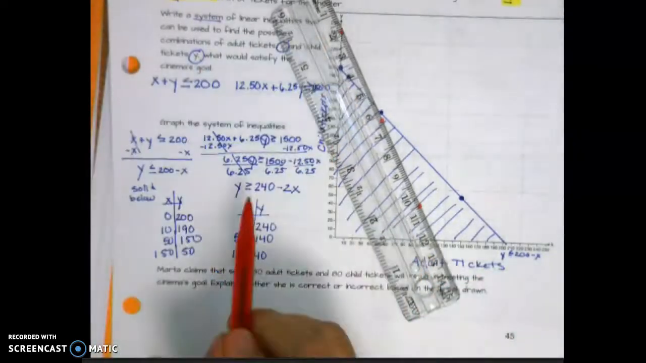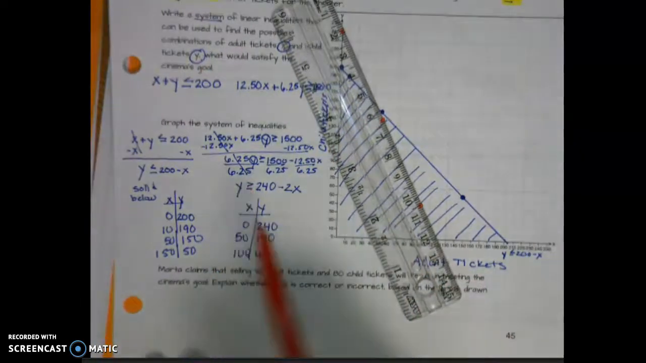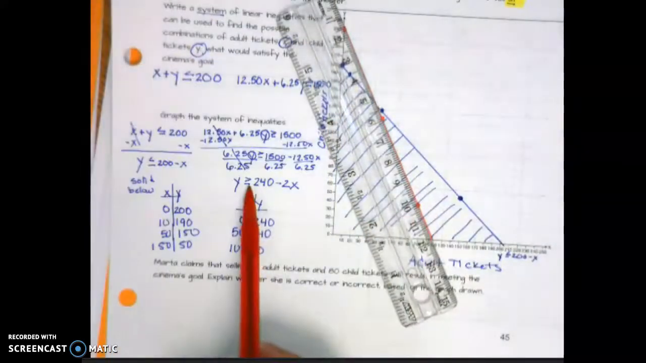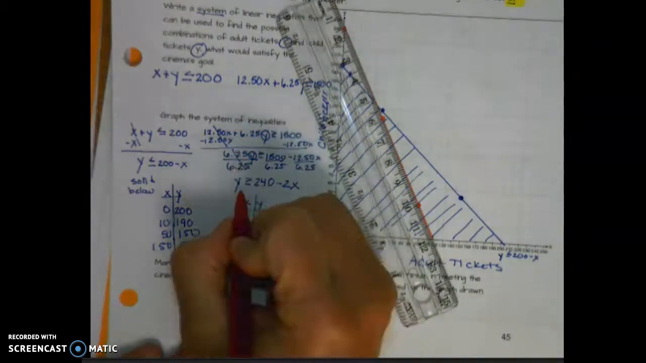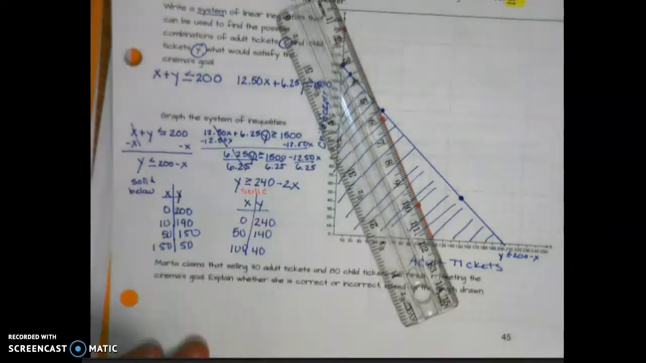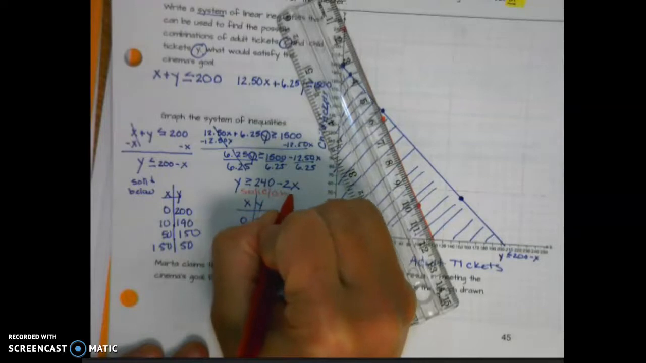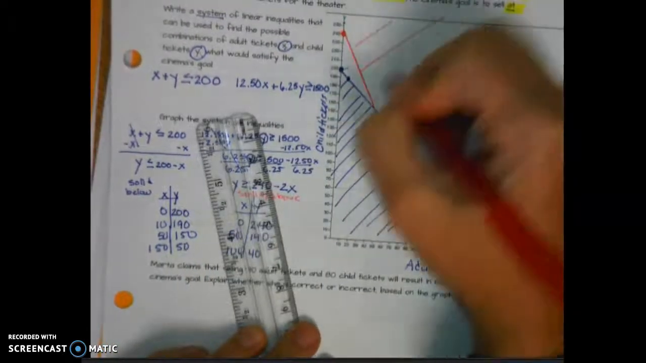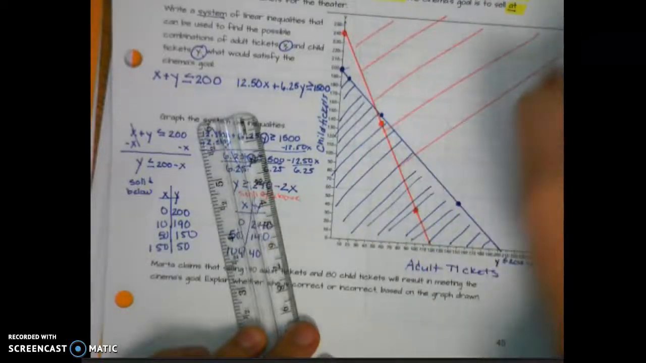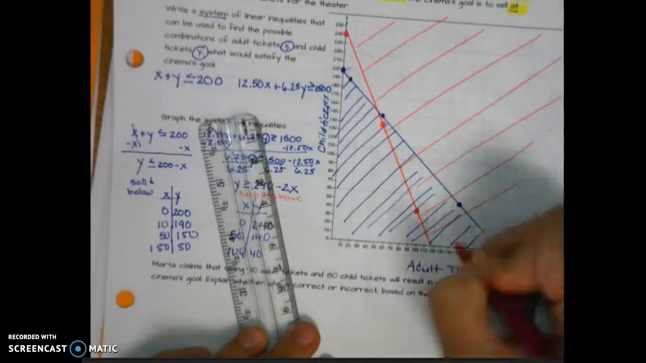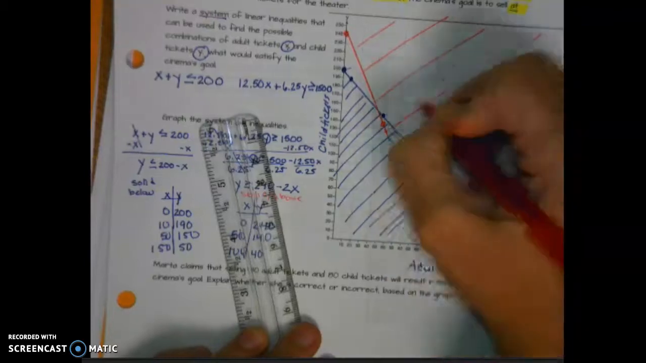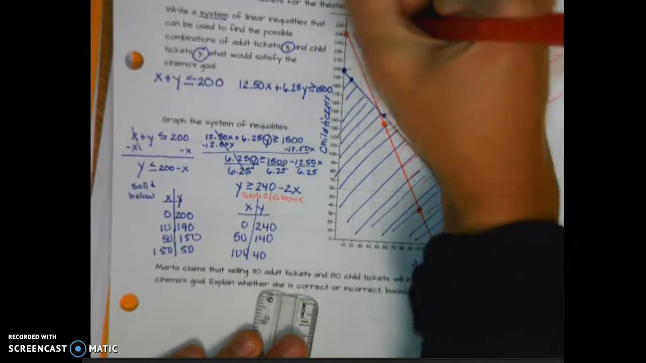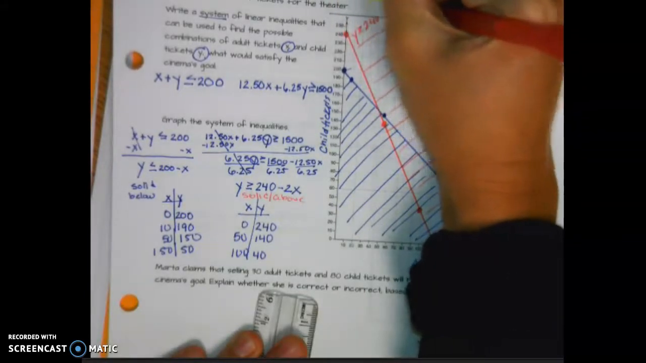Okay, is it a solid line? Yes, we have an equal sign, so it's solid. And then, which way should I shade? Take a look at the inequality symbol. Okay, so it's solid and hopefully you said above because it's a greater than sign. Okay, so from this red line, I'm going to shade up like this. Okay. Let me label my line. I'm going to do it over here. y is greater than or equal to 240 minus 2x.